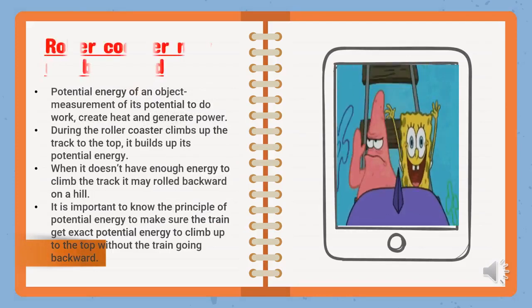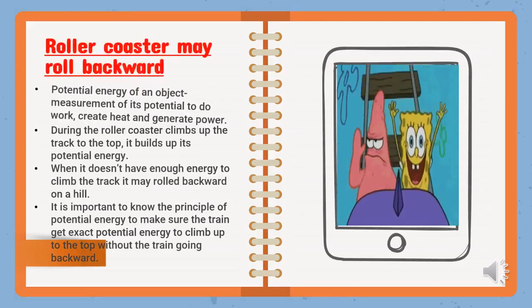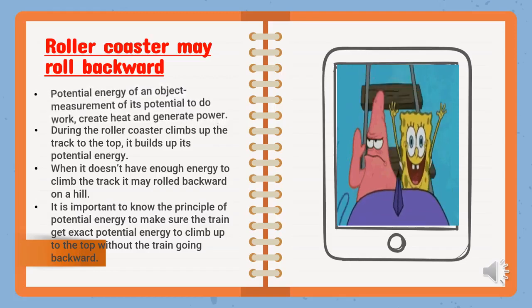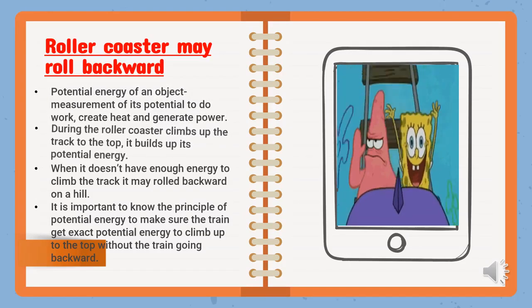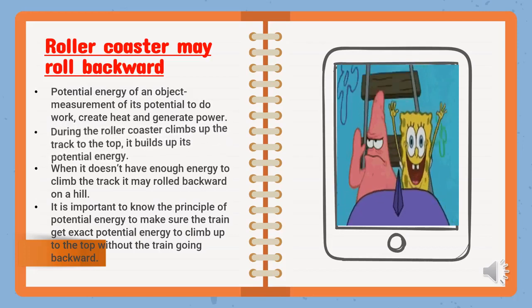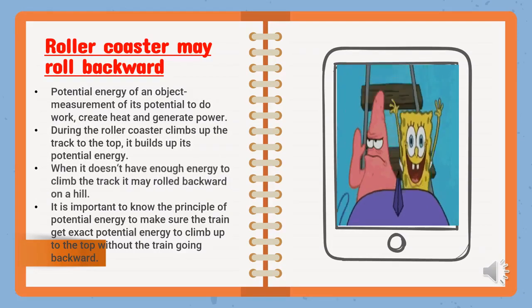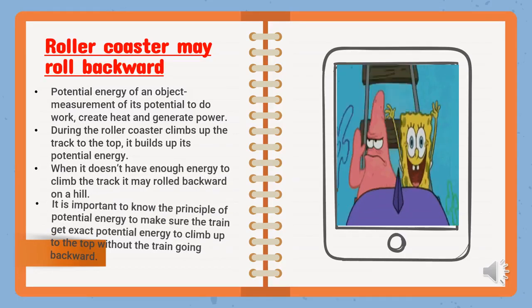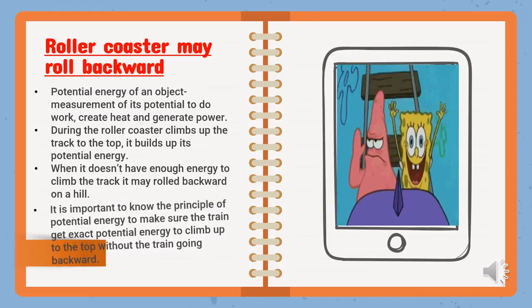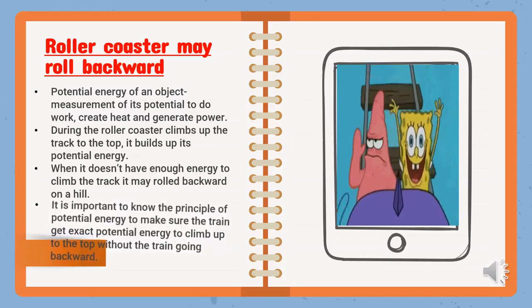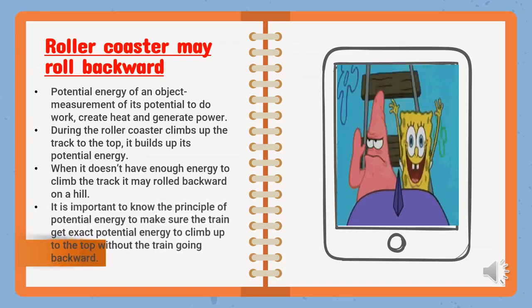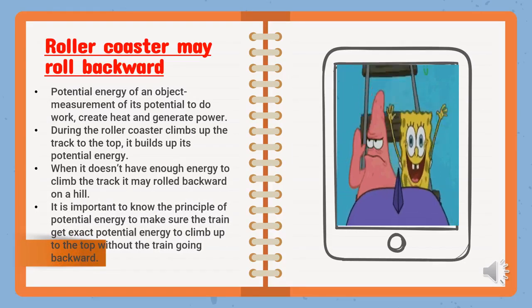Roller coasters may roll backward. As mentioned before, the potential energy of an object is a measurement of its potential to do work, create heat, and generate power. As the roller coaster climbs up the track to the top, it builds up its potential energy. Where it doesn't have enough energy to climb the track, it may roll backward on a hill. It is important to know the principle of potential energy to make sure the train gets the exact amount of potential energy or speed to climb up to the top without the train going backward. Calculations are needed to get the exact amount of potential energy that is compatible with the speed of the train to climb up the track.